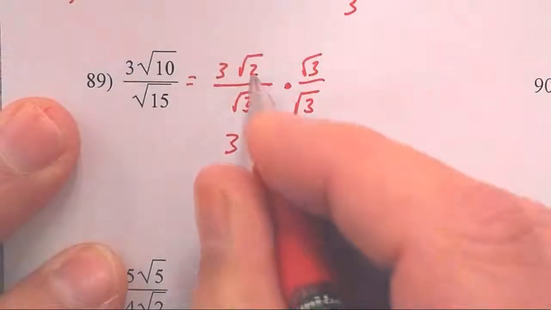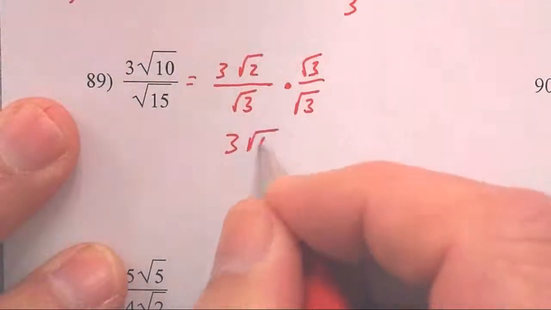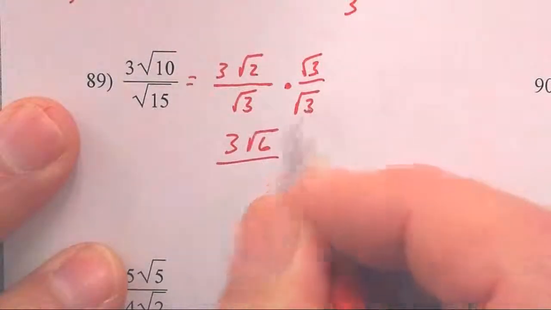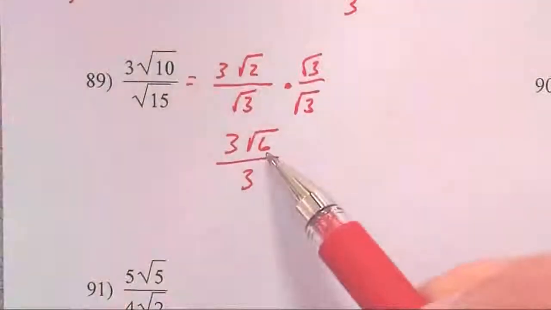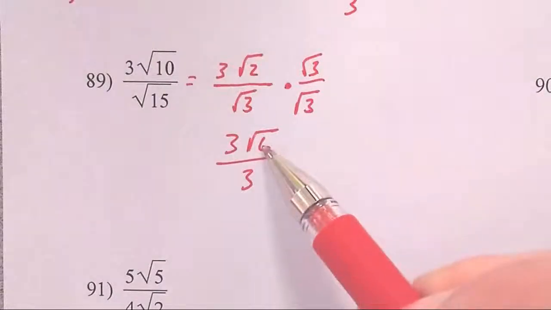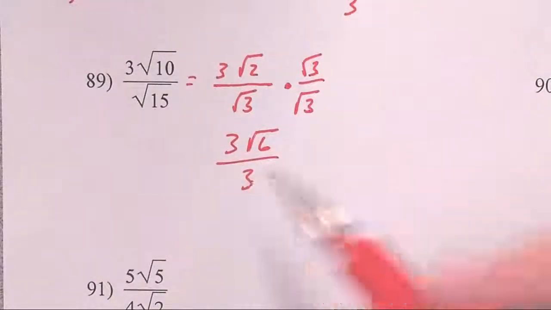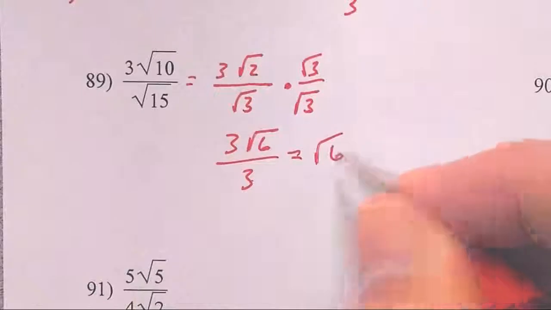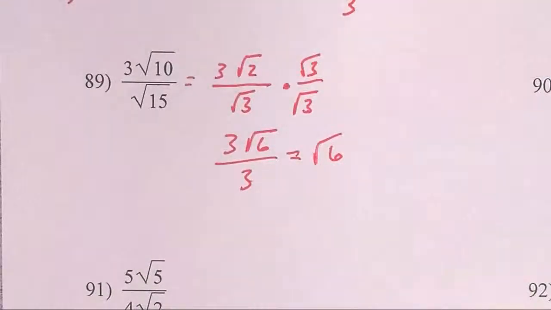So I get 3 times root 2 times root 3, root 6, square root of 3 times square root of 3, 3. Can I reduce this 3 and this 6? No, it's a square root of 6. Can I reduce this 3 and 3? Yes, they're plain old numbers. Okay.